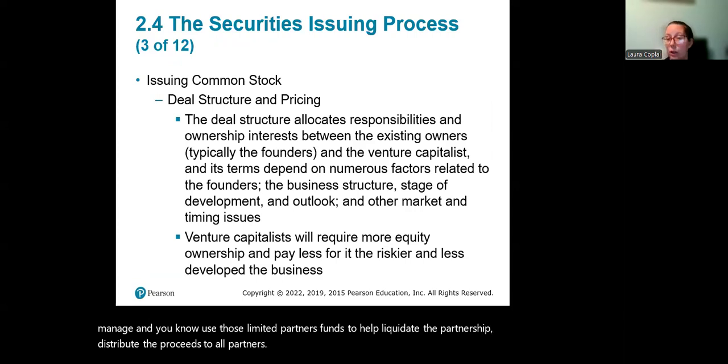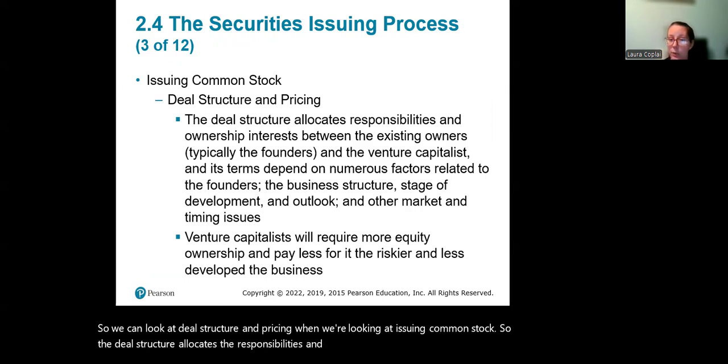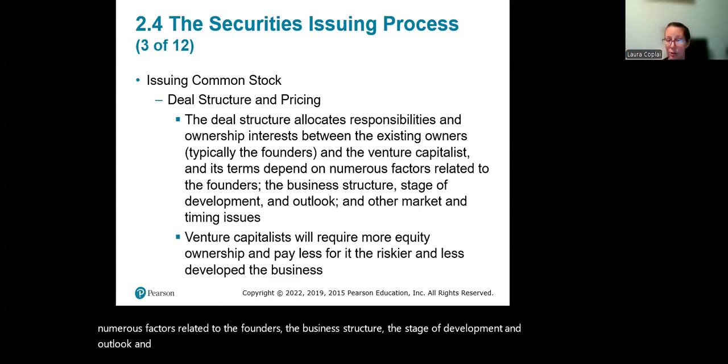We can look at deal structure and pricing when we're looking at issuing common stock. The deal structure allocates the responsibilities and ownership interests between the existing owners, who are usually the founders, and the venture capitalists. Its terms depend on numerous factors related to the founders, the business structure, the stage of development and outlook, and other market and timing issues. Usually VCs will require more equity ownership and pay less the riskier and less developed the business.